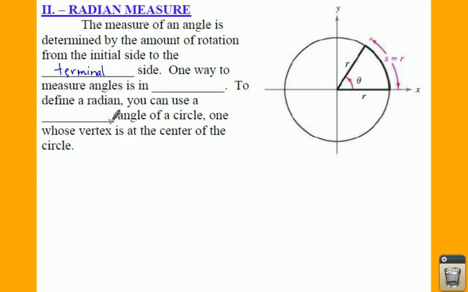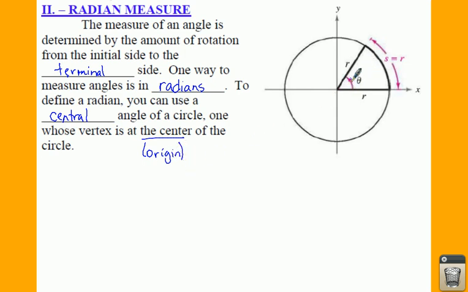If you think about a tire, how far a tire rotates around that circle in a mile, you can think about how many revolutions your tire goes around. Well, that's how many rotations it has also. So one way to measure these angles is in radians. To define a radian, you can use a central angle of a circle whose vertex is at the center of the circle, also known as the origin.